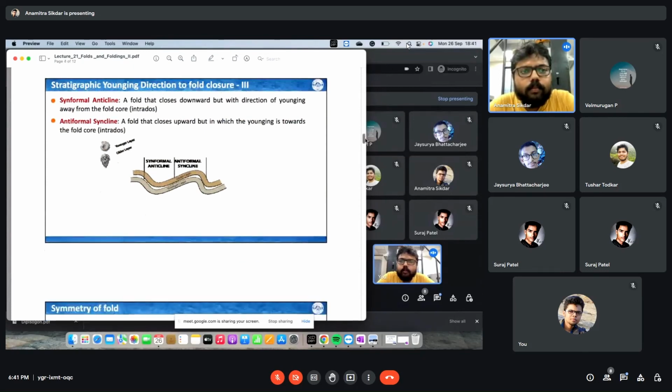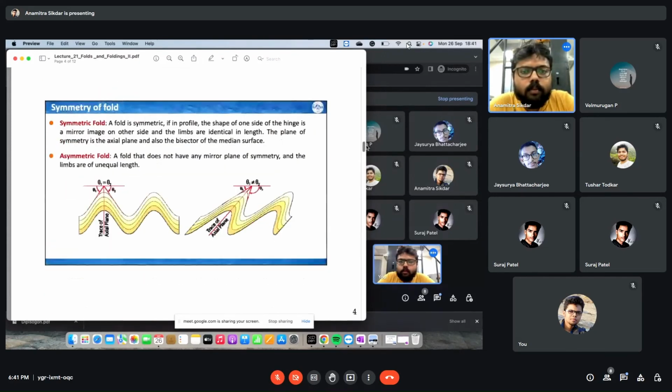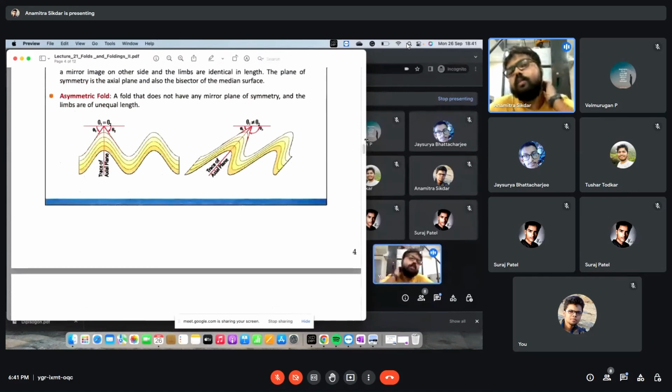Yeah, so that is what I just showed you. It's connected in the upward direction. That was the original image, which has been cropped. Symmetric fold and asymmetric fold: this is the horizontal plane and this is the axial plane, and this is the angle the limb makes with the horizontal line. If theta 1 is equal to theta 2, we call them symmetric folds. If it's not, we call them asymmetric folds.